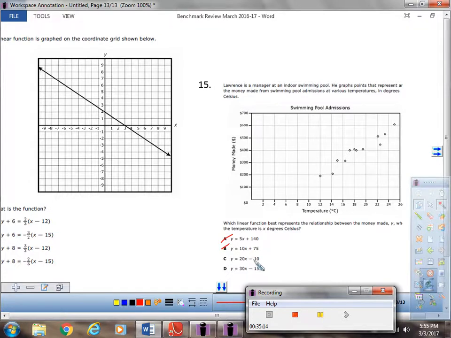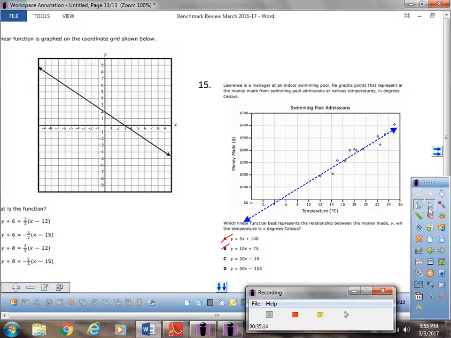Now this one is -10, but remember I showed you that it's down here. -10 would barely be right here. So I don't think that works for the scatter plot. You want to have the same amount of dots on the top and the bottom. It's definitely got to be a lot lower, so I would go with 30x minus 155 for this one. So it's just trial and error, trying to see which one is the best fit.